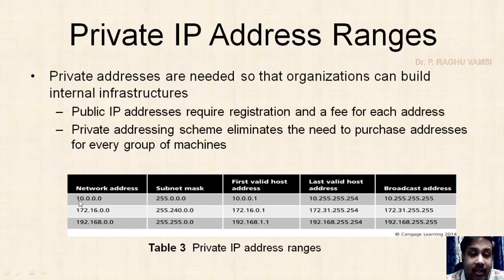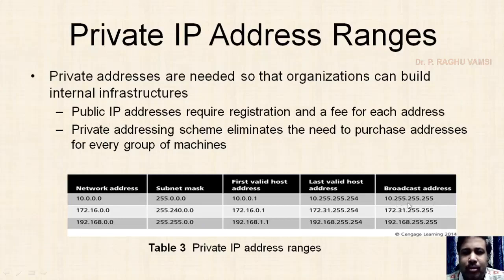So here, if I say 10.0.0.0 with subnet mask 255.0.0.0, then the network ID is 10.0.0.0. Okay, and the broadcast ID is the last IP address, that is 10.255.255.255. It means I want to communicate.